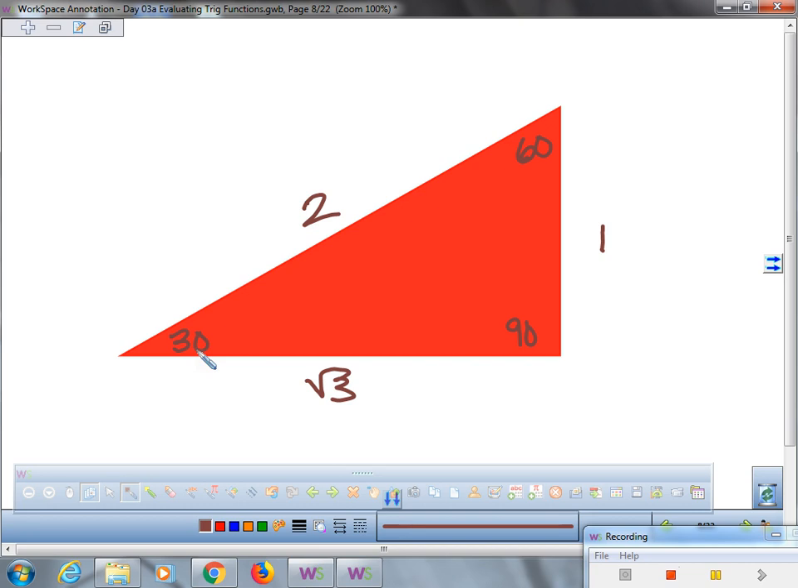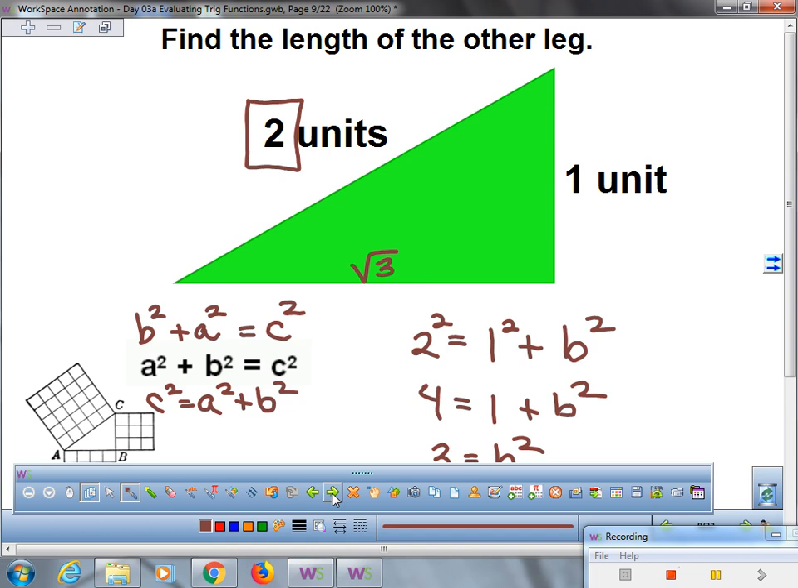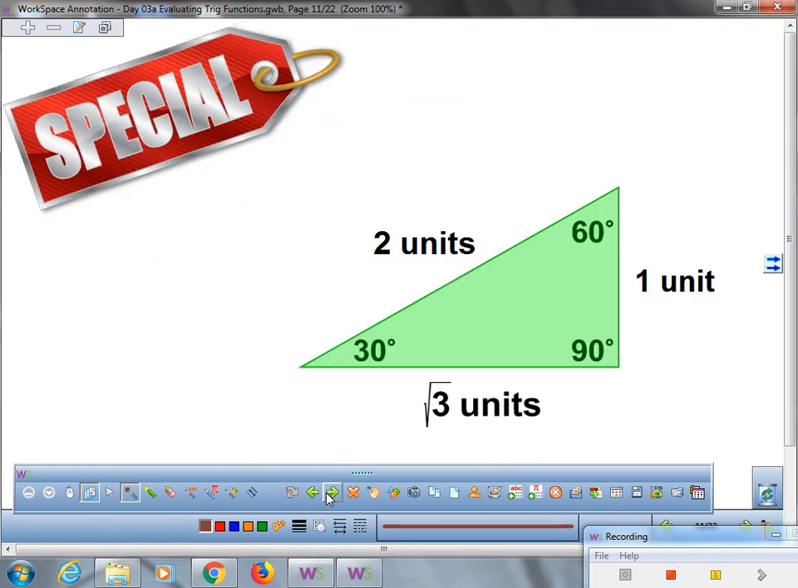Okay, I've got another one for us to do. So this one is my first special triangle. It's my 30, 60, 90, and it's always going to be scaled to 1 to root 3.